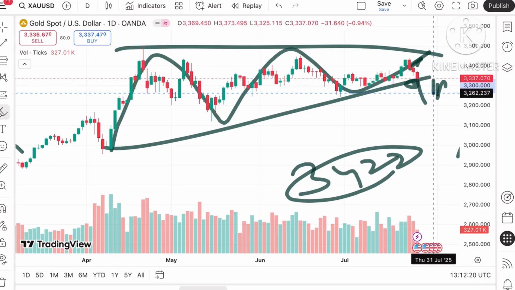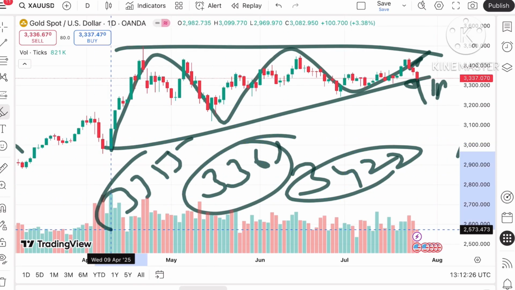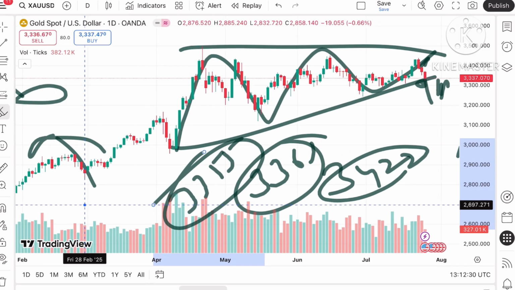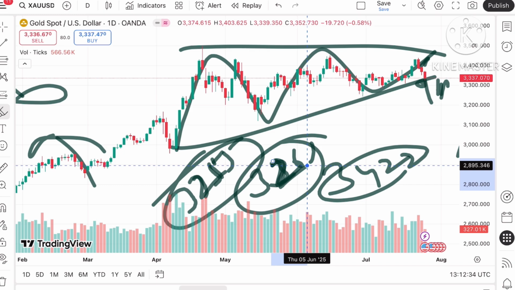33.86, then a further fall we can see towards the next support of around 33.63, then to a level of 33.55. Okay, and then a further fall can be seen to this particular level, 32.55. This is not 33, this is 32.